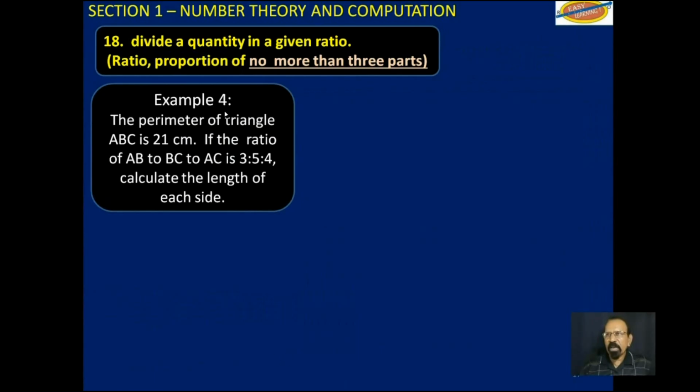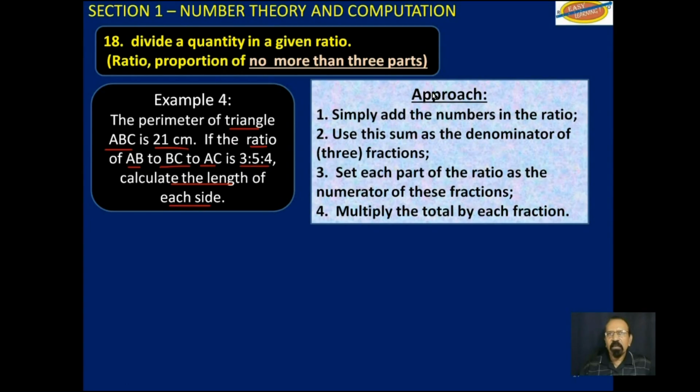Example 4, the perimeter of triangle ABC is 21 centimeters. If the ratio of AB to BC to AC is 3 to 5 to 4, calculate the length of each side. So as I said, we will add up all the numbers in the ratio, and 3 plus 5 is 8, plus 4 would give us 12. We will use that 12 as a denominator of the 3 fractions. Each part of the ratio will function as a numerator of each of the fractions. So 3/12, 5/12, and 4/12. And then you will multiply the total by that fraction.